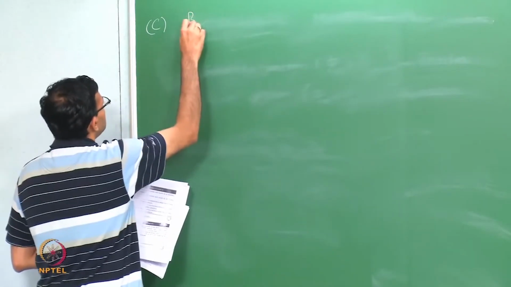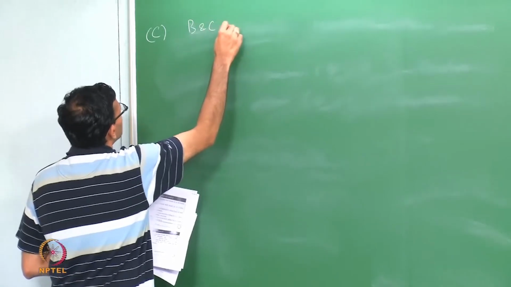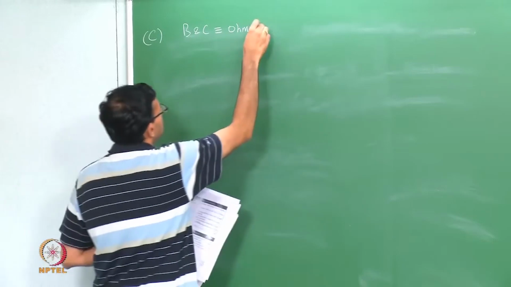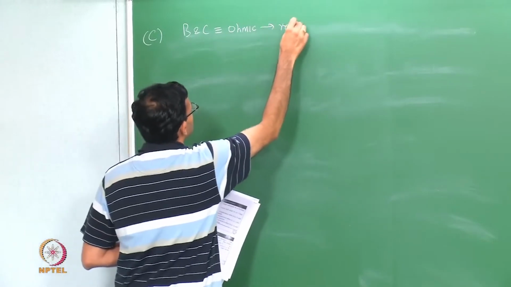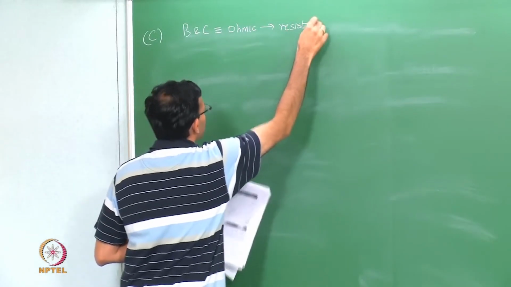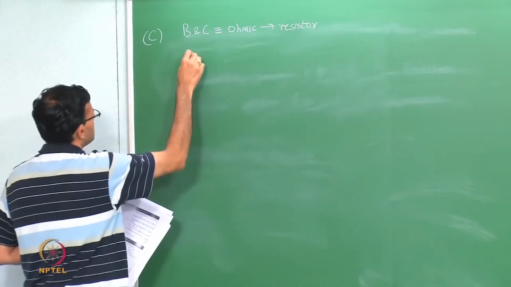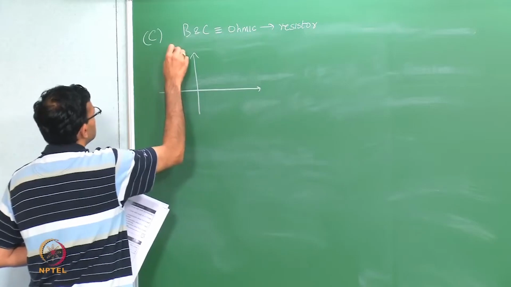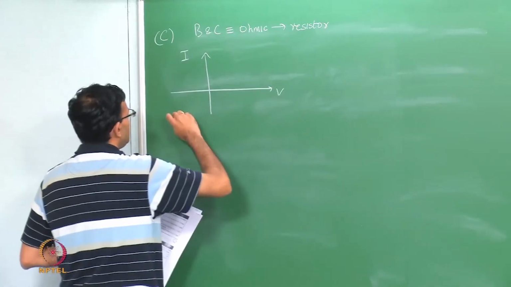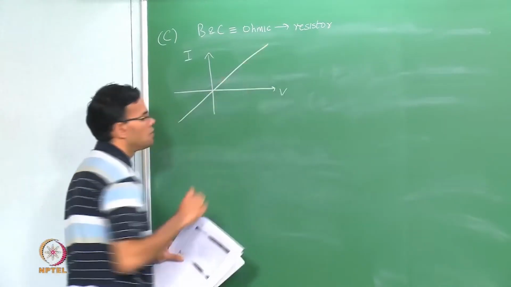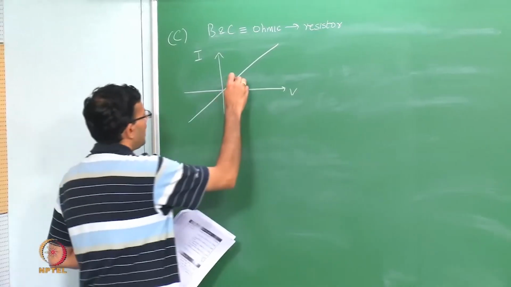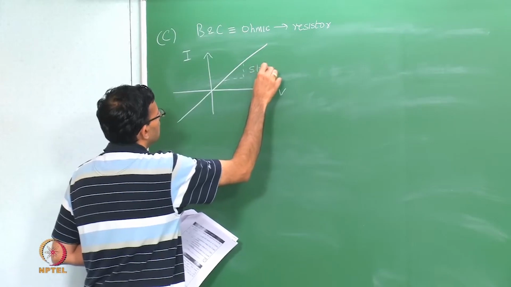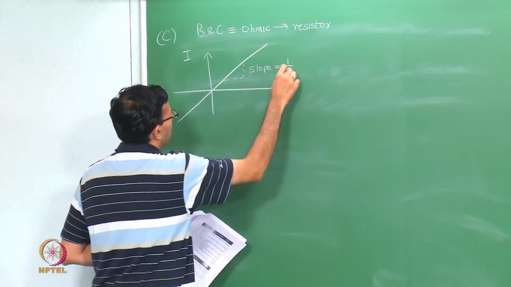So, if B and C are both ohmic, then the whole thing is just a resistor. So, the IV characteristics will just be a straight line and the slope of this line will be just 1 over R.